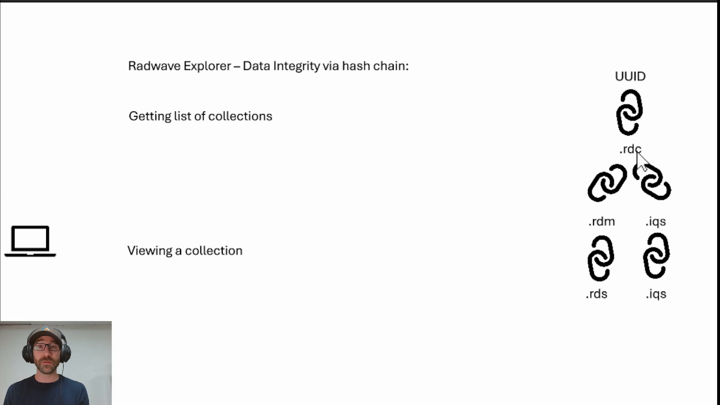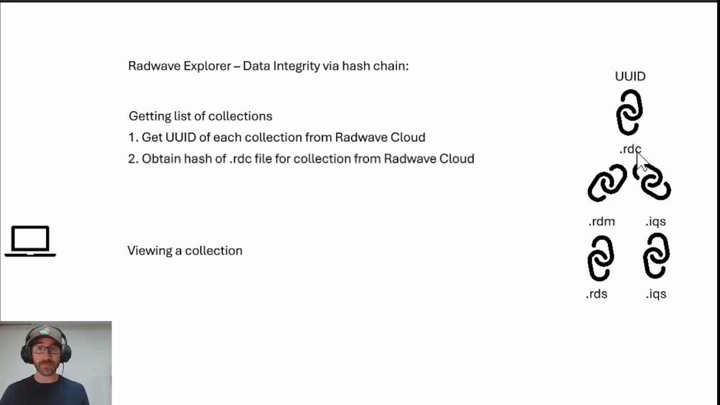Now, as we move on to the Radwave Explorer, it verifies this data integrity via this hash chain. What we do when we connect to a backend is we first get the UUID of each collection from Radwave Cloud for that particular backend. We then obtain the hash of each RDC file from the Radwave Cloud. And then we obtain each of those very small RDC files from the backend and validate that the hashes are correct. Any of them that aren't correct aren't available to view.